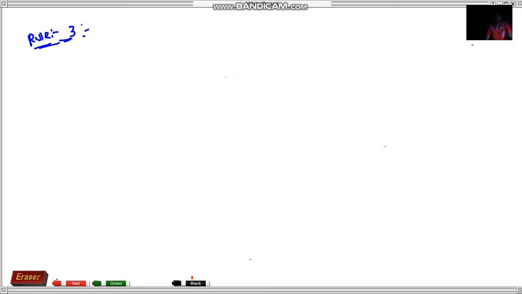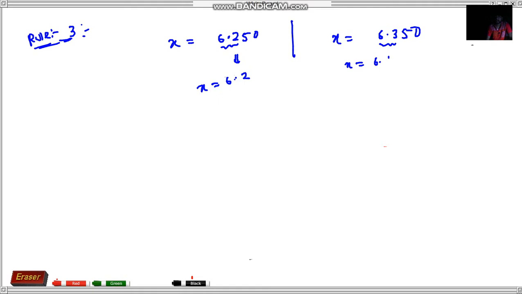Suppose x equals 6.250 and x equals 6.350. Two numbers I have taken, and in both cases we have to round this number up to 1 decimal place. So in this case it will be just 6.2, but in this case it will be 6.4. Now the question is why, and the answer is in rule number 3.